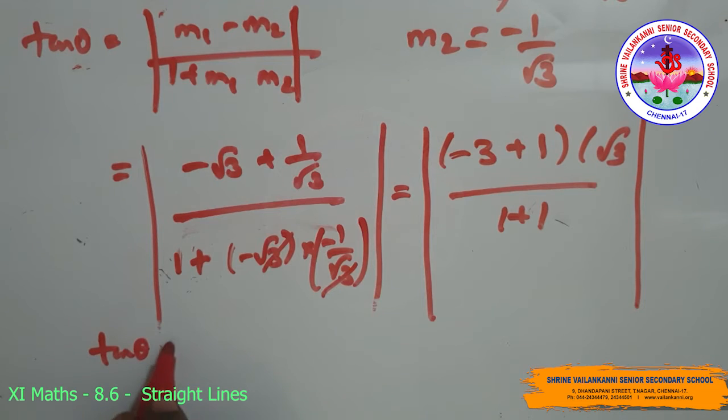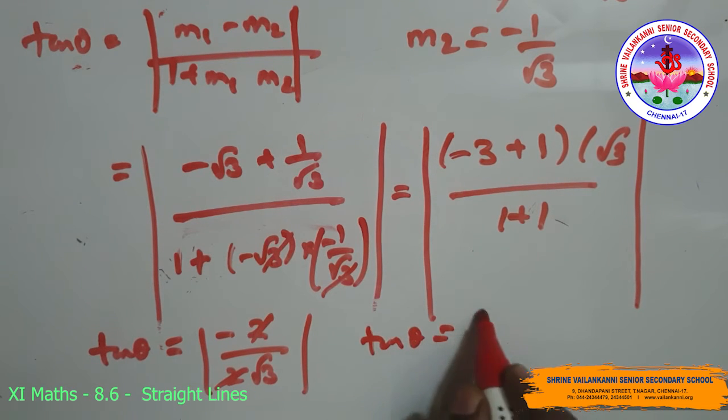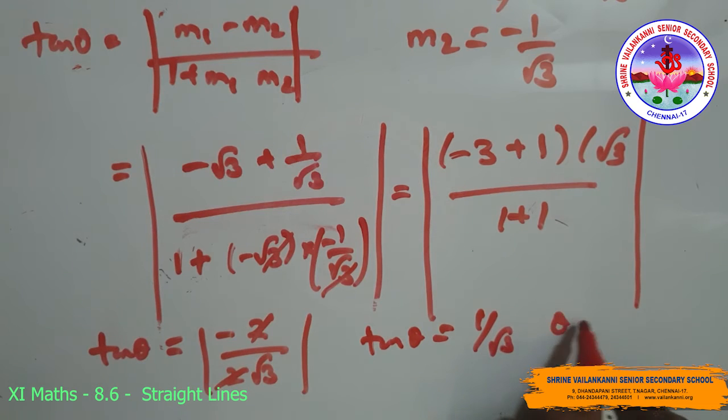Tan theta is equal to minus 2 by 2 root 3. 2 and 2 will get cancelled. So we get tan theta equal to 1 by root 3. So theta equal to 30 degree. The angle between the given lines is either 30 degree or 180 minus 30, which is 150 degree.